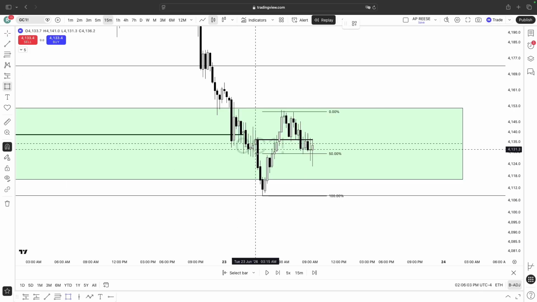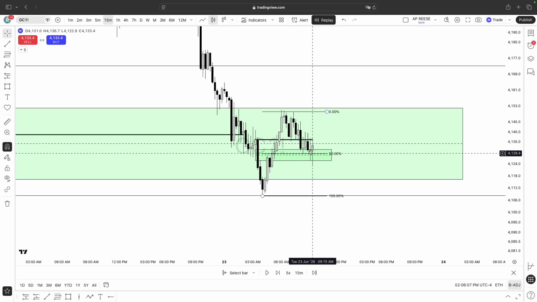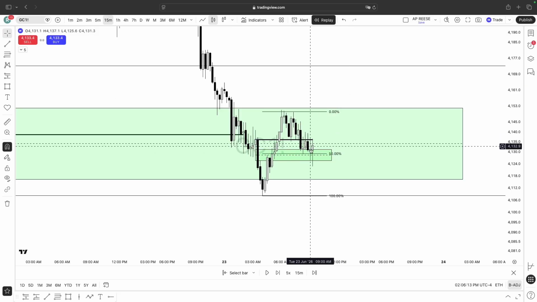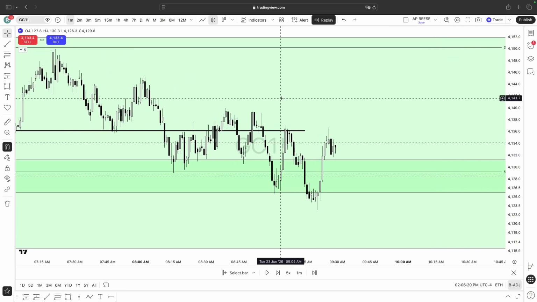So as you can see, we have an inversion fair value gap here, and price is reacting to this inversion fair value gap. So all I need now is I need to see the 1 minute chart. So if we go down to the 1 minute, we just want to see the same thing. I just want to see price shift.